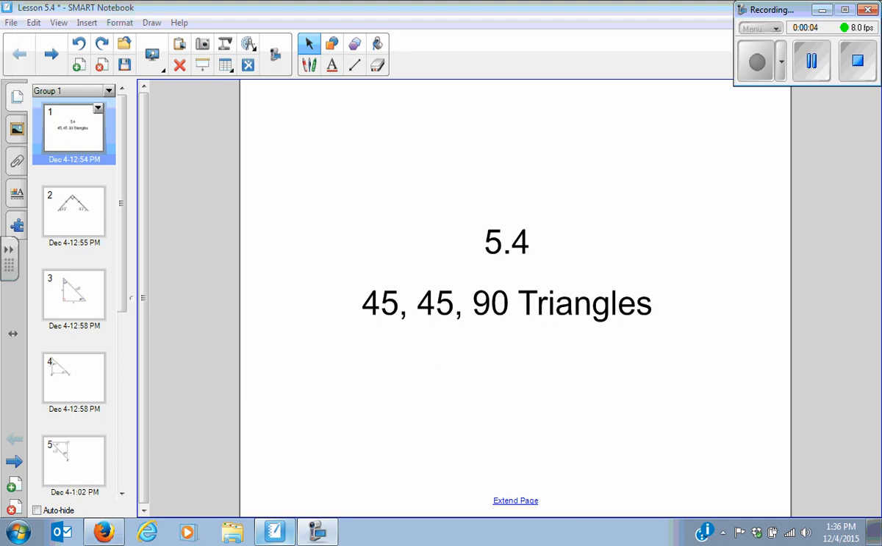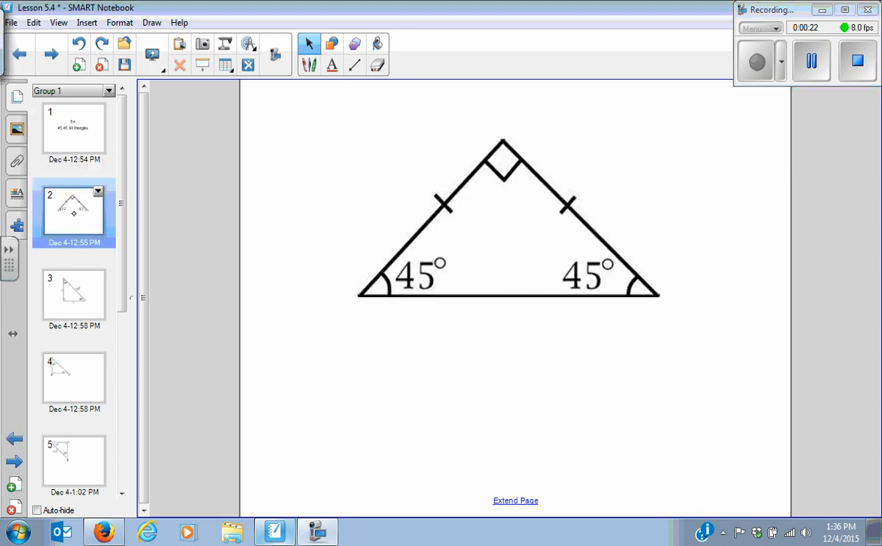We have these things that are called 45, 45, 90 triangles. They're a special type of triangle, and the reason is they're quick hitters. As soon as you see it's a 45, 45, 90 triangle, this pattern always happens. So we're going to talk about that pattern and then use it in a bunch of different examples. Hopefully this won't take too long.